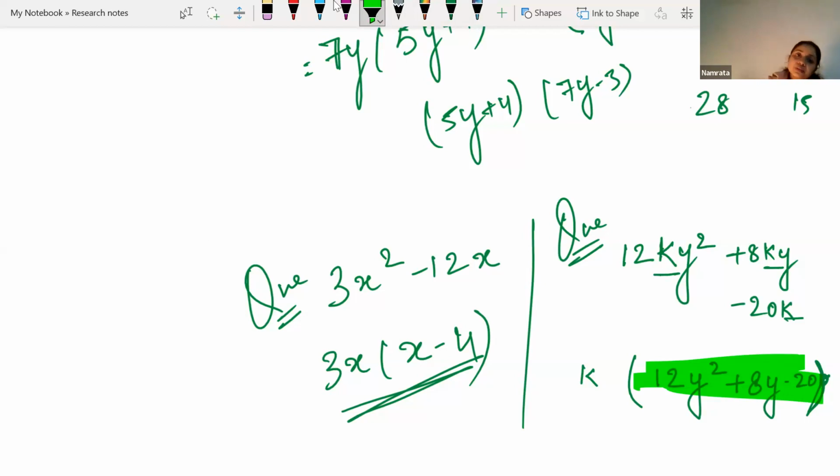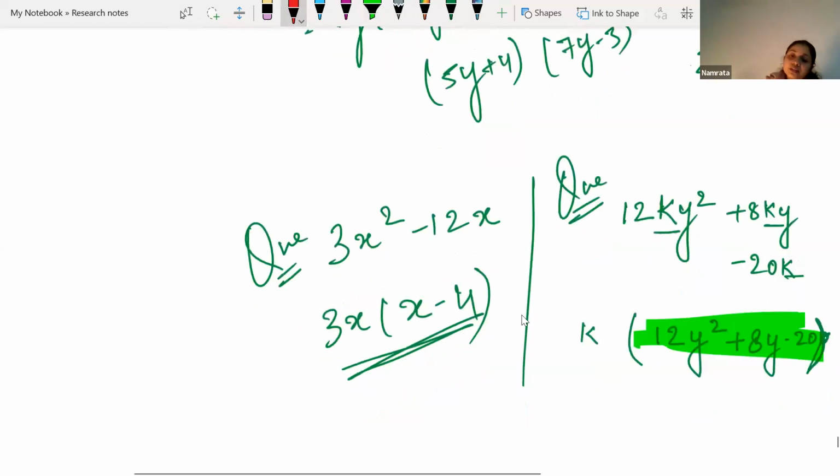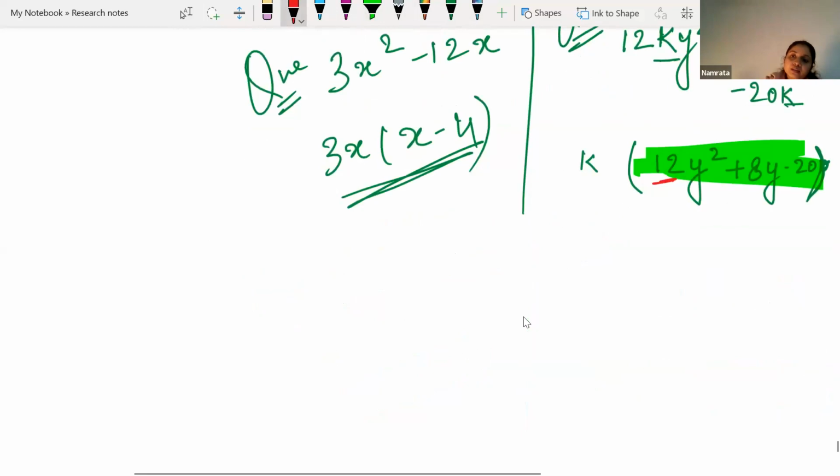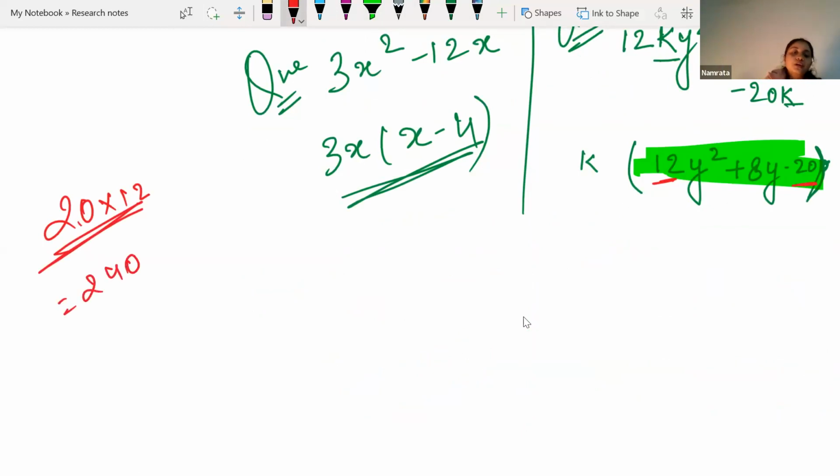What exactly is the previous method? Multiply a with c. This is our a, this is our c. Multiply 20 into 12. Again and again I'm suggesting you, please don't do the multiplication. Break 20, break 12, from there make a pair. Now let me explain again. Multiply 20 into 12, you will have 240.